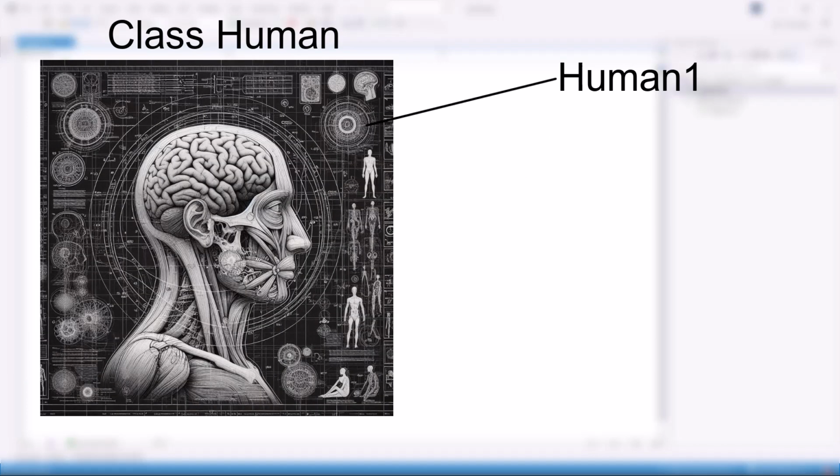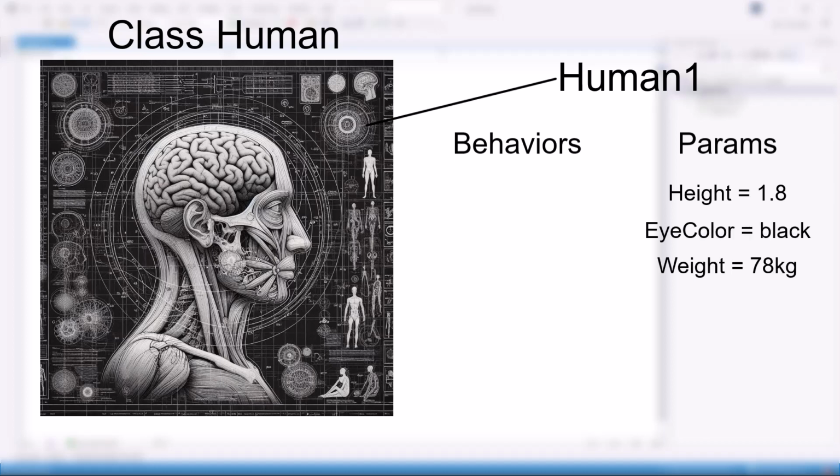Also, objects in programming can have behavior. Our human has a bunch of parameters. For example, his height, the color of his eyes, his weight. And we can add behaviors, for example, for it to stand up or sit down or punch. These behaviors are methods that we have talked about in the previous section. So now let's dive into code.